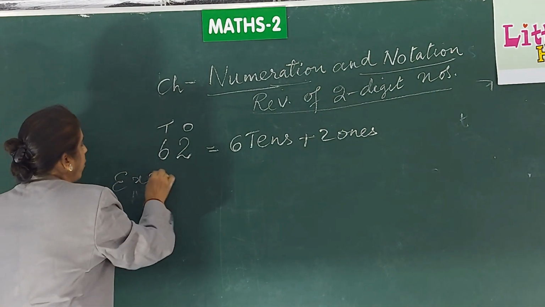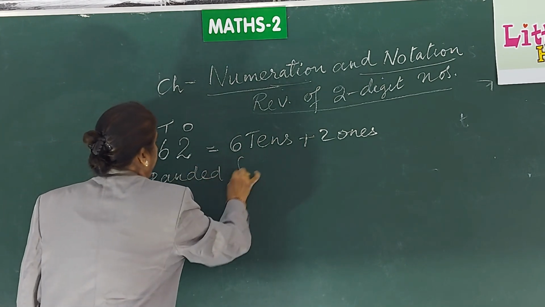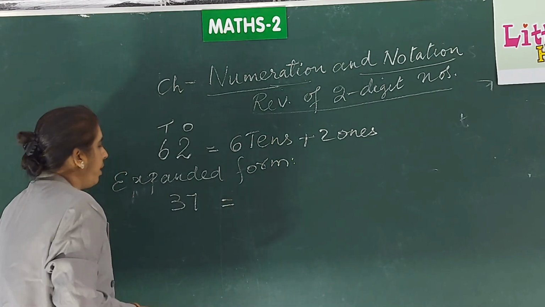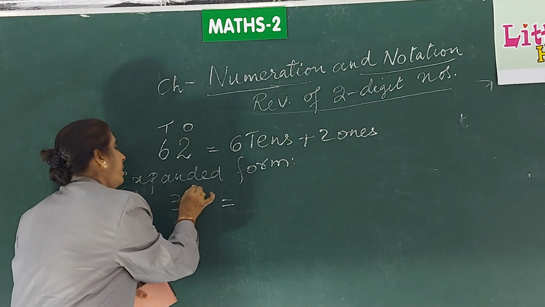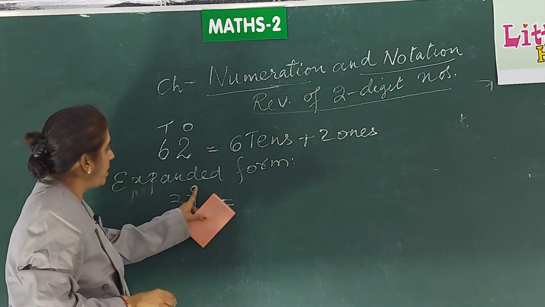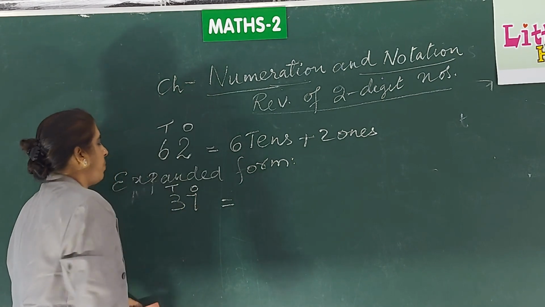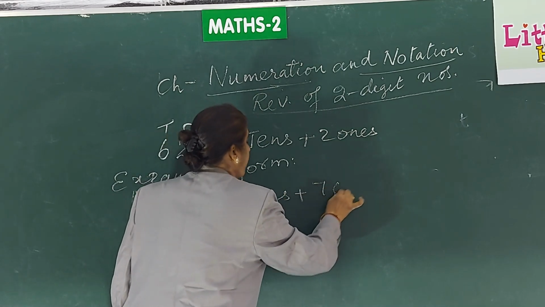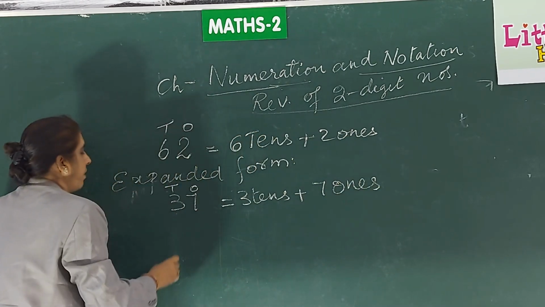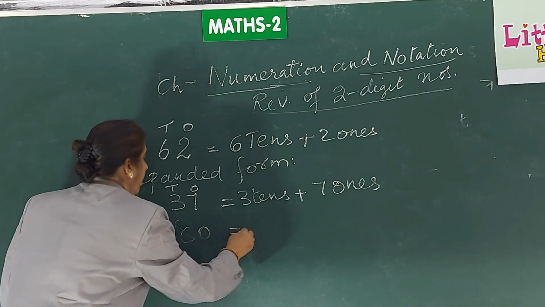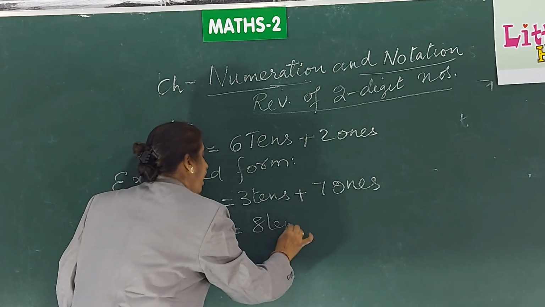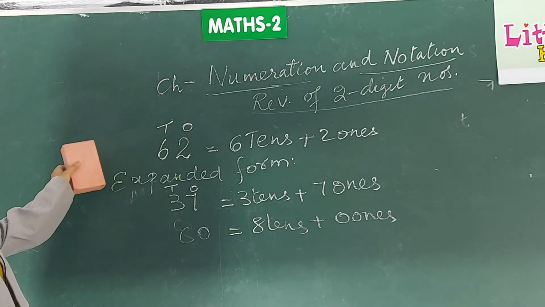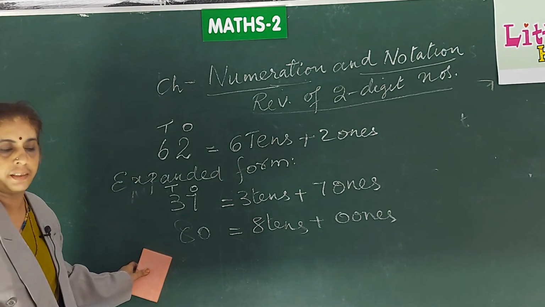So write the expanded form of these numbers. 37. So how many ones are there? 7. Write the places here. 7 is in the ones place and 3 is in the tens place. 3 tens plus 7 ones. For the next number, 80, 8 is in the tens place and 0 in the ones place. In this way, you can practice expanded form for all the numbers.